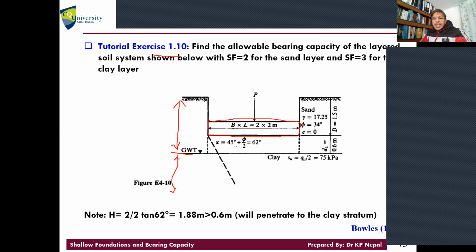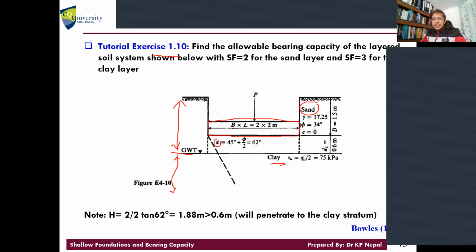So now you need to check whether the failure goes to the clay layer or not. If it stays within the sand layer, then you don't need to worry about the underlying clay. But if the failure goes down to the clay layer, how do we compute the bearing capacity? That's what I'm trying to explain now. First, you need to check.